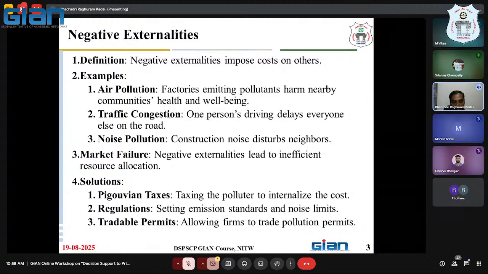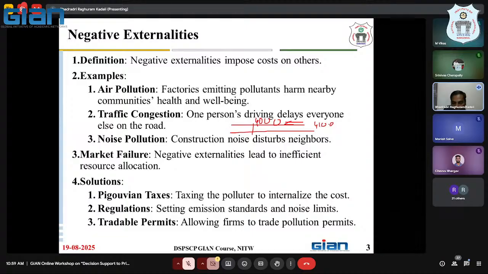In traffic congestion, one person driving delays everyone else on the road, corresponding to the adding of additional vehicles. Let us assume that you have a road with a capacity of 4,000 vehicles. Then the additional value of adding one vehicle, maybe 100 vehicles, into the network makes 4,100 vehicles, and that may have an impact.